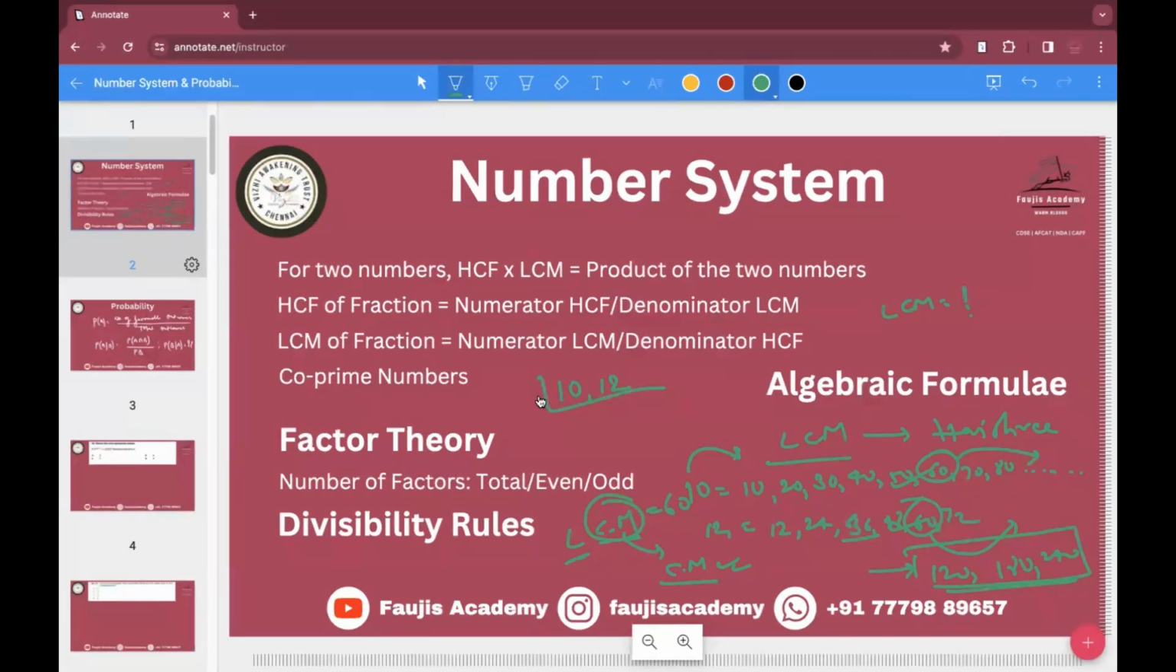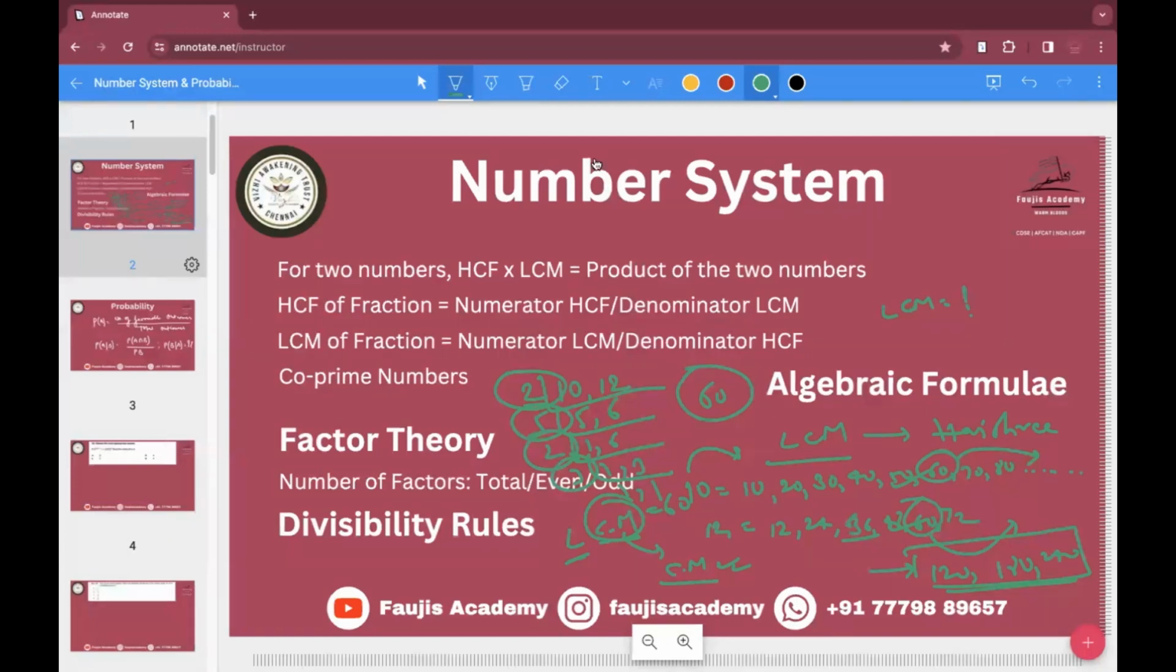There is another way, the division way, which I've been telling you, with 5 and 6. Make it in such a way that in the end you are left with nothing other than 1. If you do it by 2, it's 3. If you do it by 3, it's 1. 3 into 2, 6 into 5, 30 into 2, 60 is your LCM.